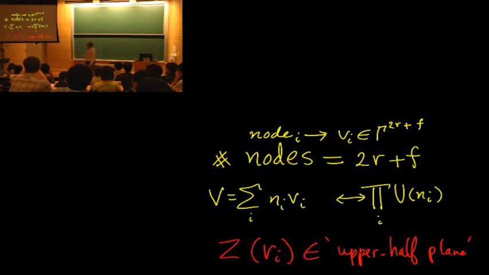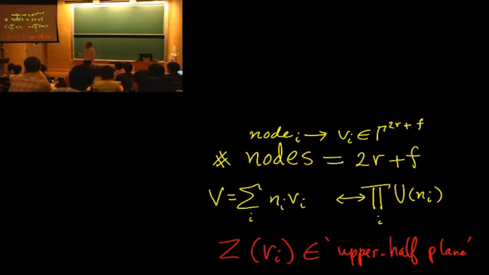So from this, the upshot is that each node of this quiver corresponds to a particular vector in this 2R plus F dimensional lattice I talked about. And the number of nodes should be, in these theories, 2R plus F, because I want to be able to get all possible elements of the vector space. You have to have a basis for this vector space, so you have to have at least a number of nodes equal to 2R plus F.